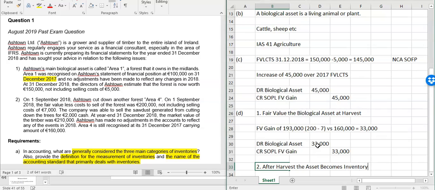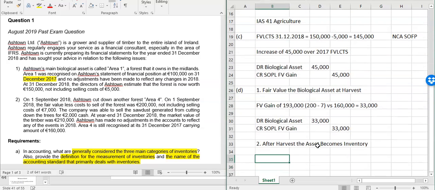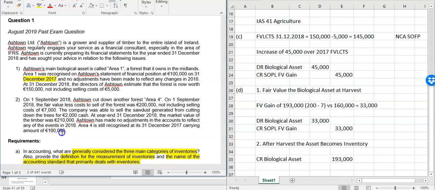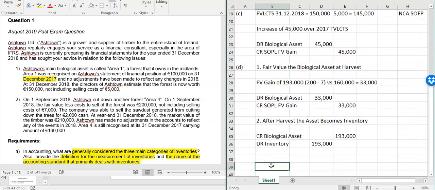becomes inventory. So after the harvest, this asset becomes inventory. You're going to credit the biological asset to get rid of it. Be careful, you're going to credit it at 193 because that's what's going to be in the accounts. It was at 160. In September, you brought it up to 193, and now in September, you're changing that over to inventory. Credit the biological at 193, debit, in this case, inventory 193. Right, that's our next step.